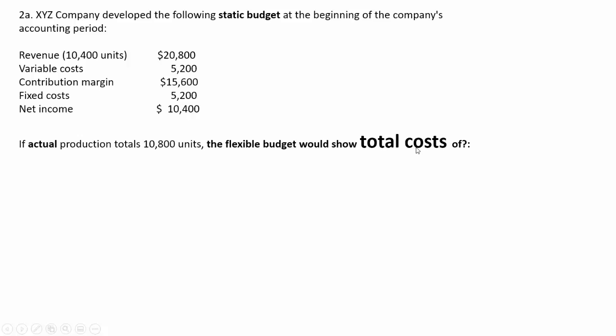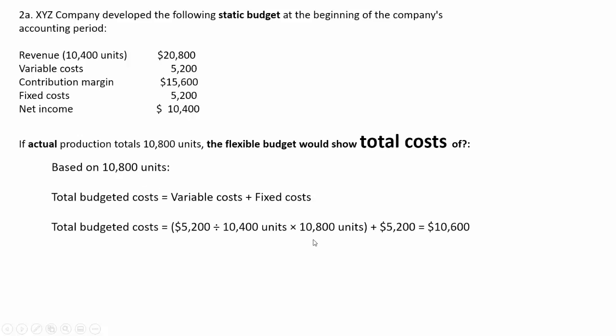what? So we've got to put together now a flexible budget, and that's going to be based on what we actually did, which was 10,800 units, not 10,400 units. So to make this total cost budget up, and remember, total costs are equal to two things: total variable cost and total fixed cost. So based on 10,800 units, the flexible budget would be as follows. It would be the total of all the variable cost at that level, 10,800, and the total of all the fixed cost at this level. So here's what it looks like.